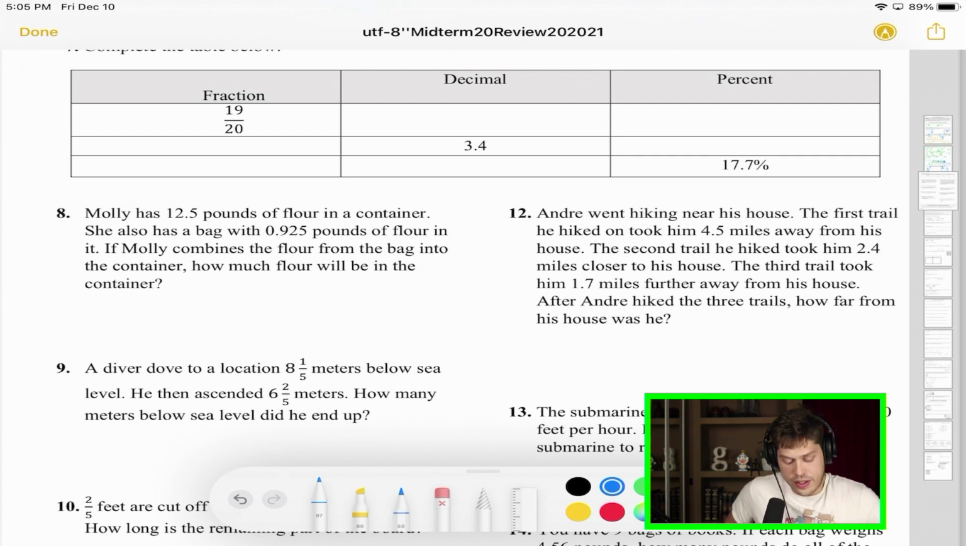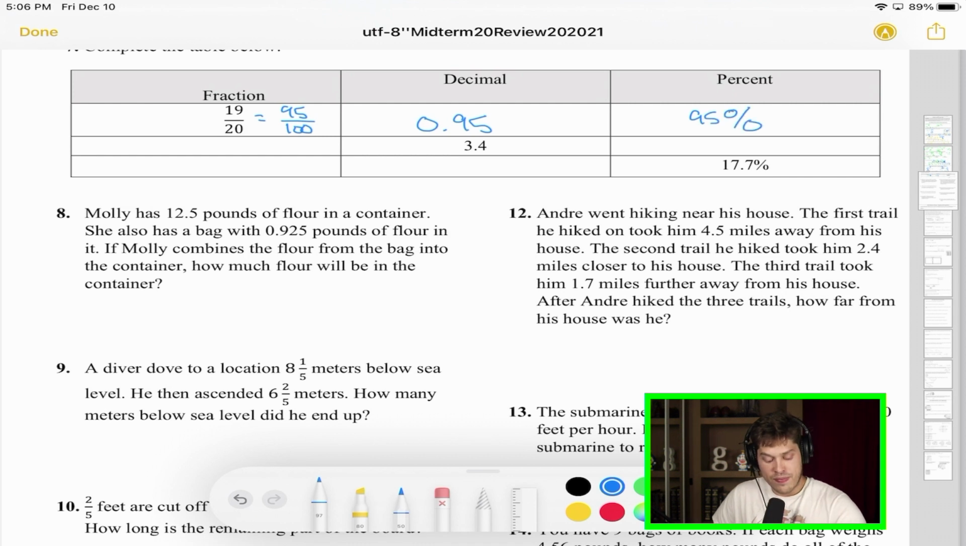So here we need to fill out this table. So 19/20. If we make this with 100 in the denominator, we would be multiplying by 5 and we'd have 95 hundredths. So our decimal is just that, 95 hundredths. And as a percent, this is 95%. Anything over 100, that's its percent form.